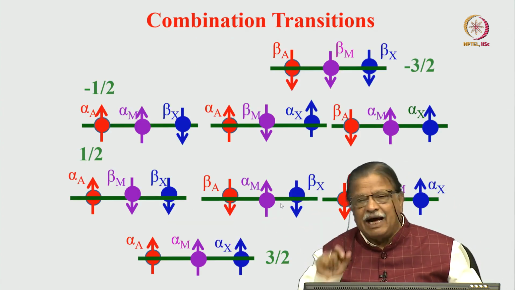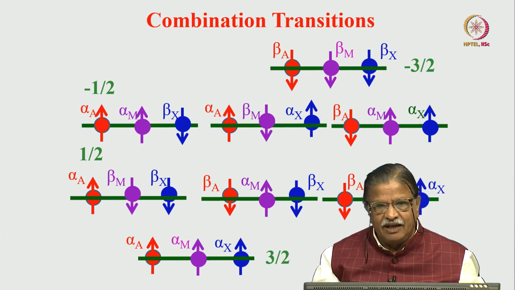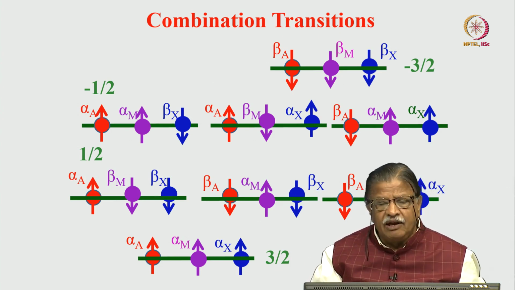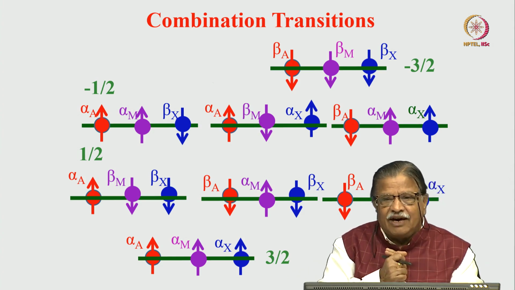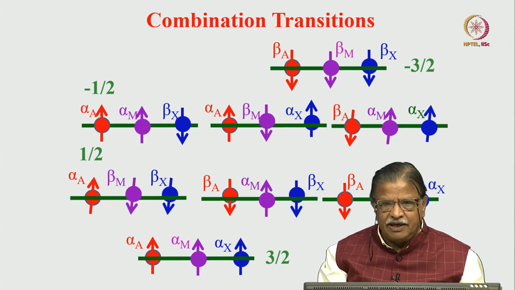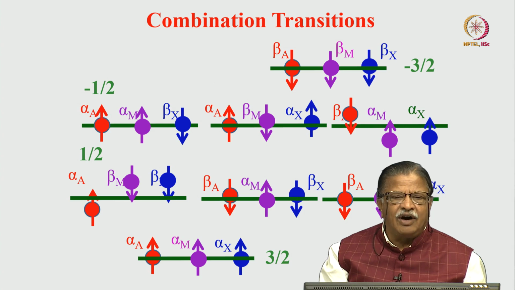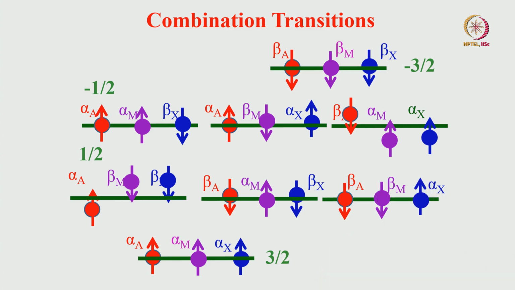Now we can also consider another possibility. It is something different. This is called combination transitions. So far we worked out 4 transitions for A, M and X here. Is there any other thing which we can think of? Look at this possibility. This is half to half allowed. What is happening here? All the 3 spins are changing, alpha to beta, beta to alpha. See, beta A is becoming alpha A, alpha M is becoming beta M, alpha X is becoming beta X. All are changing, but still the change in the total quantum number is minus half to plus half only. It is still only one, allowed, single quantum.